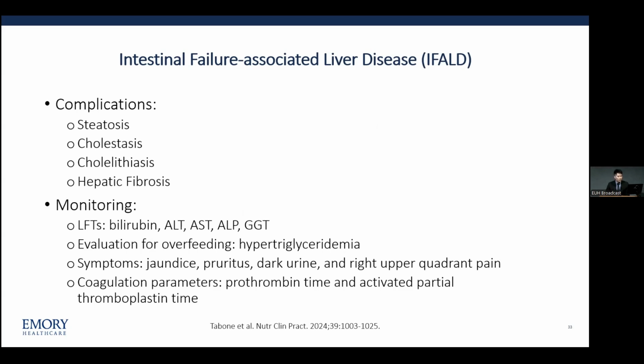Monitoring of IFALD would include liver enzymes such as bilirubin, ALT, AST, and ALP. We also need to evaluate for overfeeding. That means like hypertriglyceridemia, we want to look out for the high dose and high infusion rates. Symptoms of IFALD would include jaundice, pruritus, dark urine, and right upper quadrant pain. Coagulation parameters also need to be measured as thrombin is made in the liver. Prothrombin time and activated partial thromboplastin time should be measured.